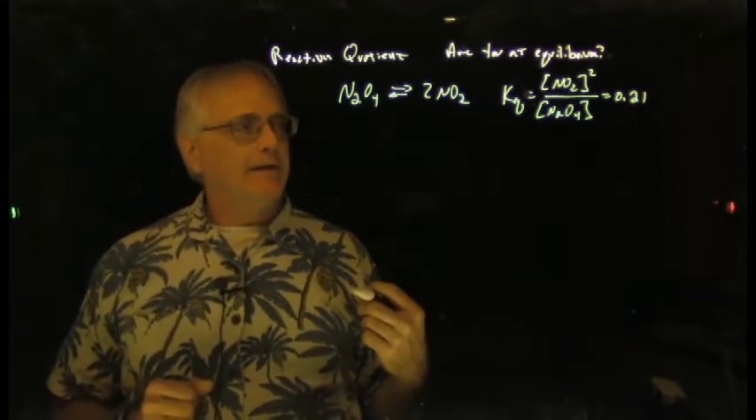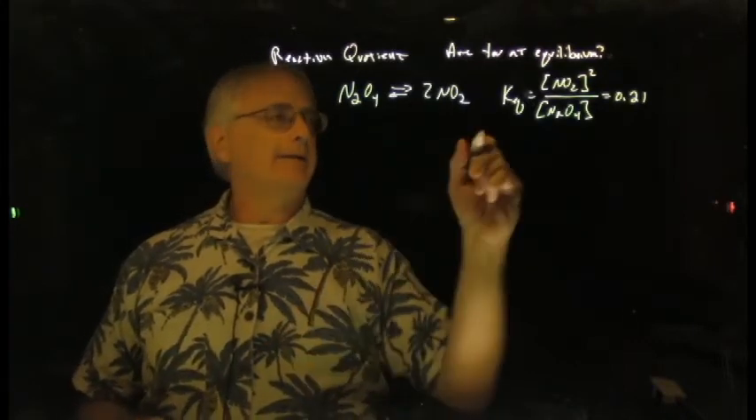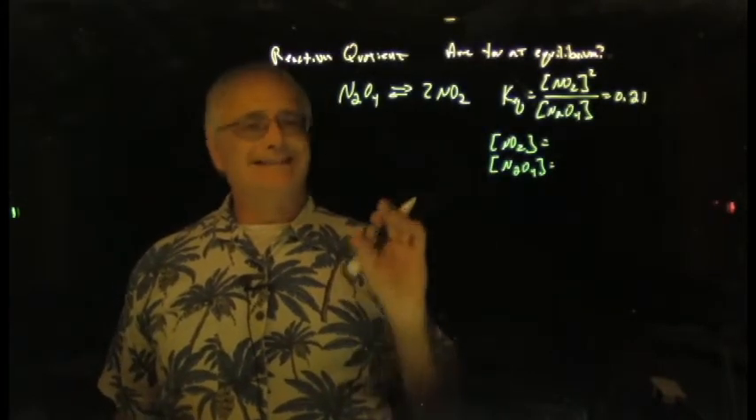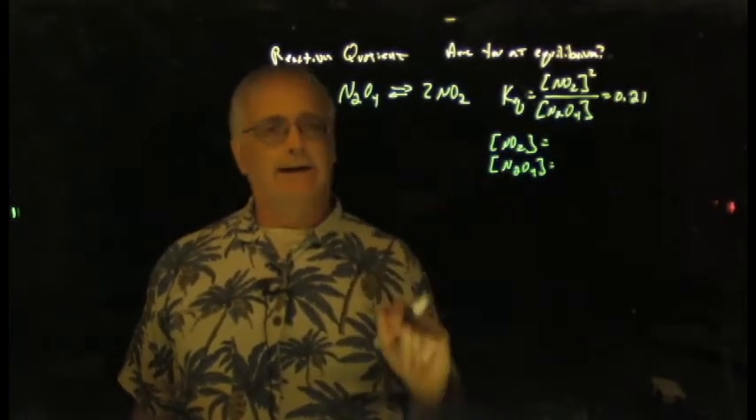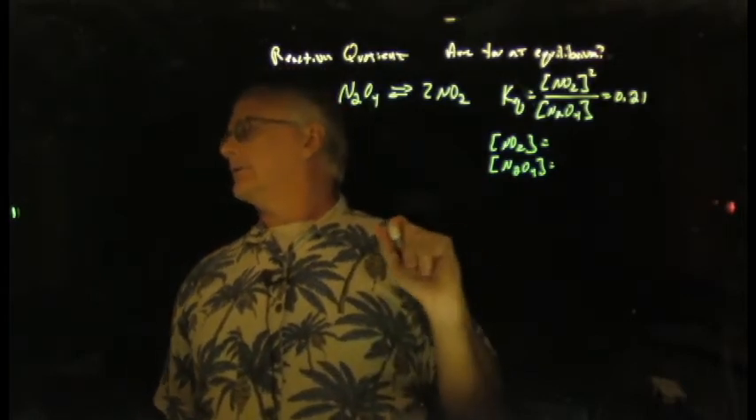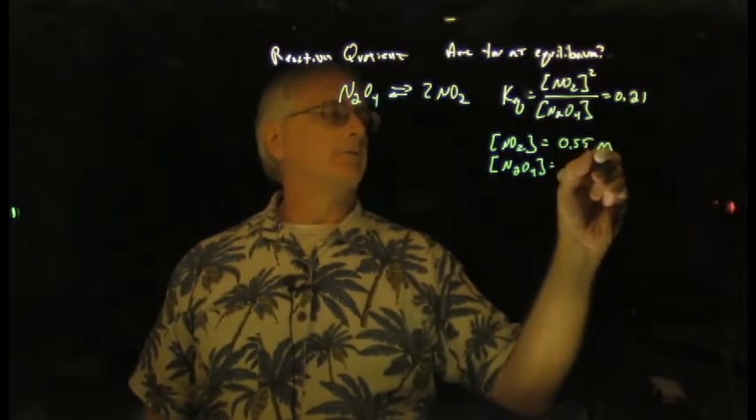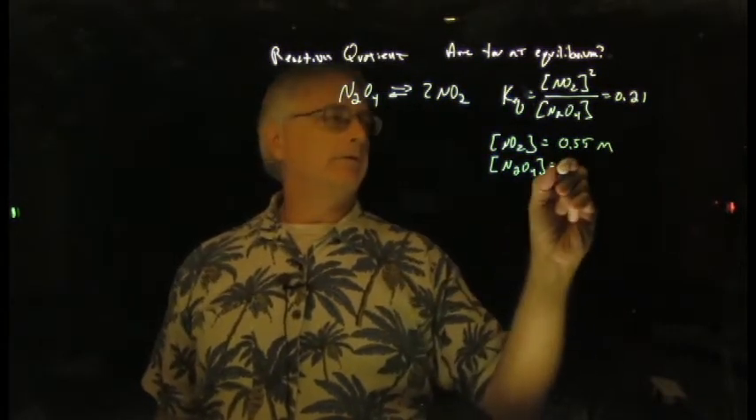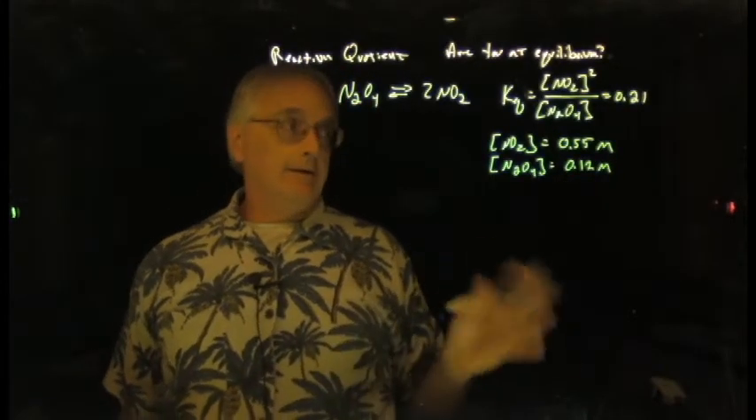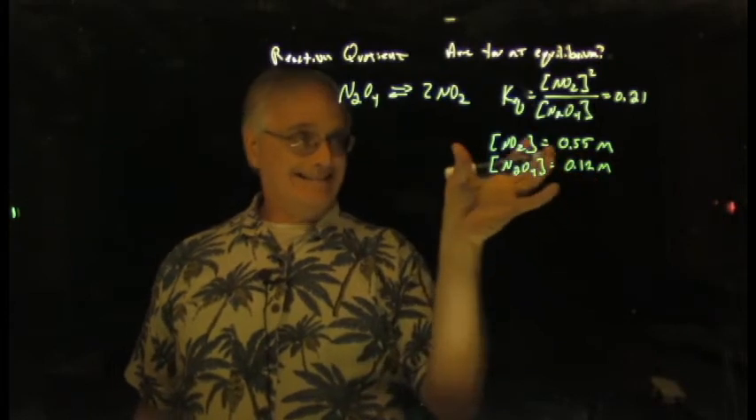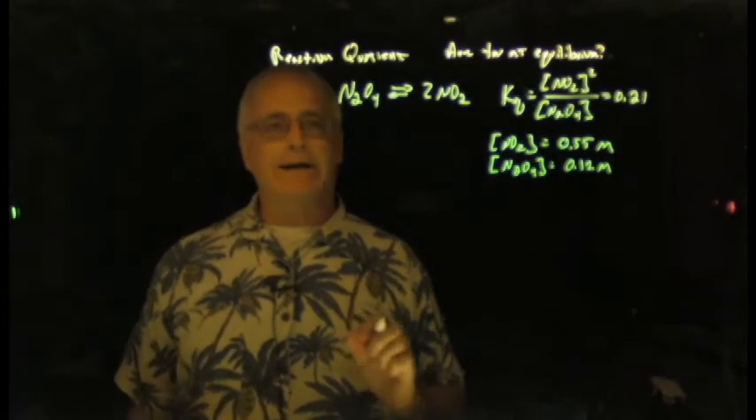They tell us that we have a mixture of these two. We do note that the problem gives us specific values of the concentration of nitrogen dioxide and dinitrogen tetroxide. And I had them written down over here. Nitrogen dioxide, 0.55 moles per liter, and the N2O4, 0.12 moles per liter. Okay? And the question they're asking is, is a container that contains these concentrations at equilibrium?